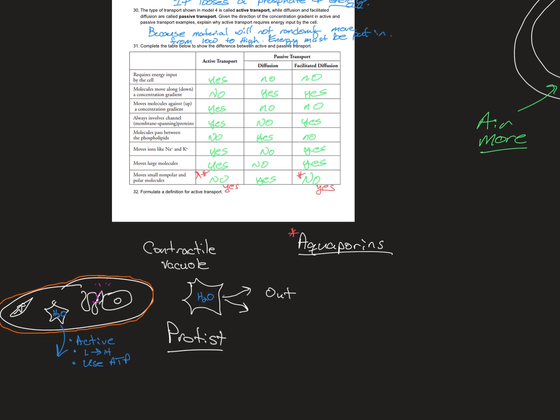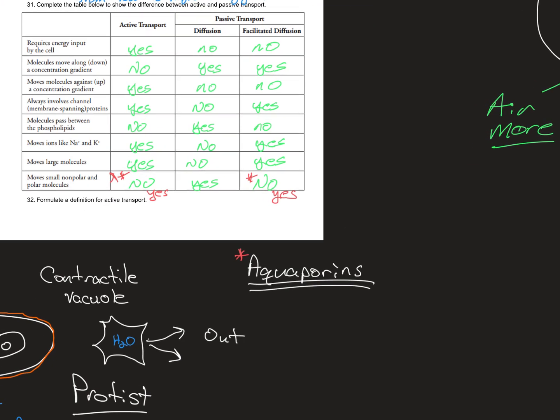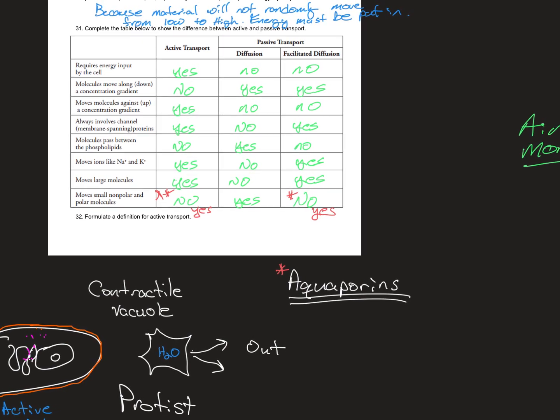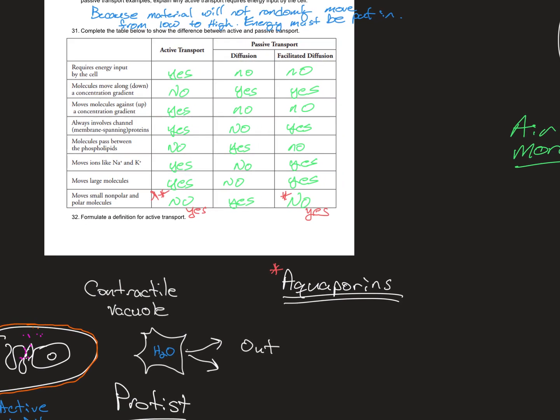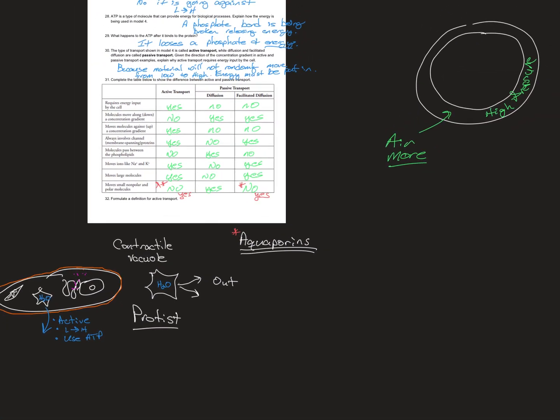And again, aquaporins, which can be found in various creatures, are an example of a facilitated diffusion with water. Moves large molecules. Facilitated diffusion, large is relative as well. Really large things, it is an active, either way, it's active transport. Facilitated diffusion, moving large molecules.